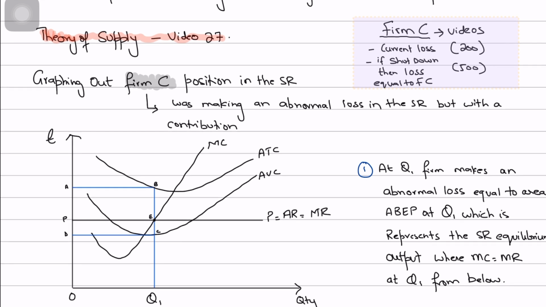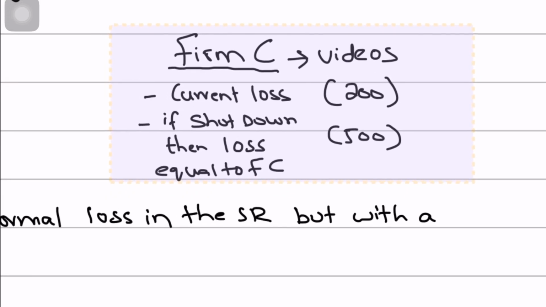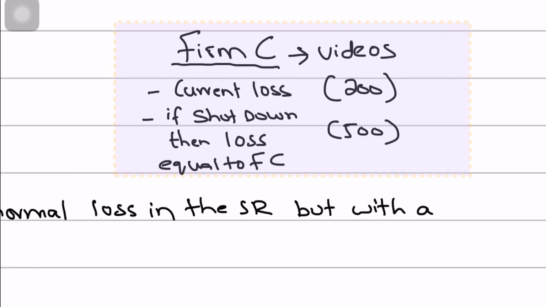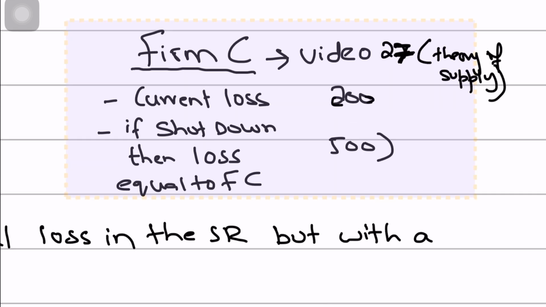First, we are taking the example of firm C, the firm C example from video 27 of the theory of supply. What was happening in firm C? Firm C was actually incurring a loss. If you guys remember, you could refer back to your notes. It was currently incurring a loss of $200.